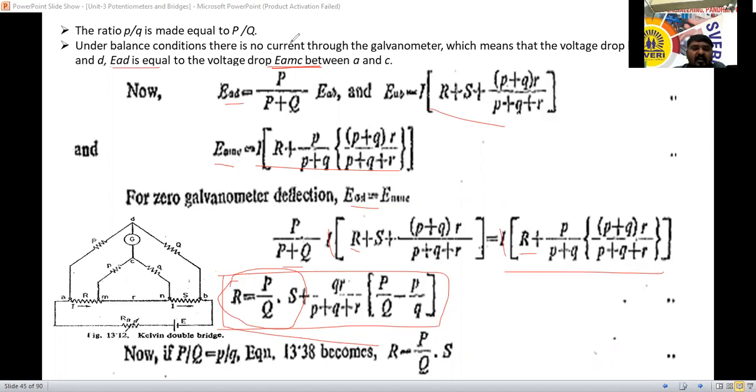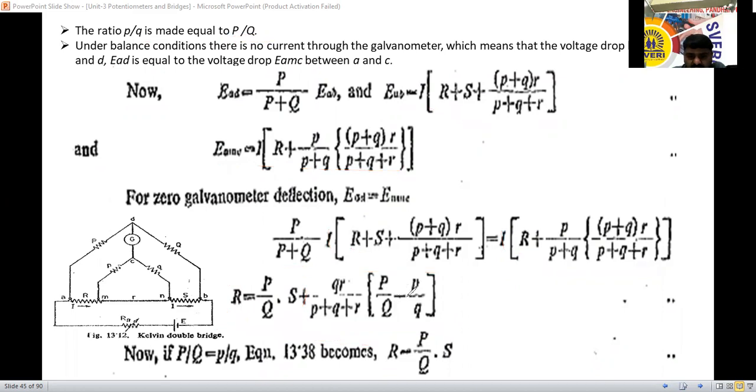So at the very starting, we have taken one sentence here. See here, the ratio small P by Q is made equal to capital P by Q. If small P by Q equals capital P by Q, there is this minus sign here. So 1 by 2 minus 1 by 2, how much is it? 2 by 4 minus 2 by 4, or 2 minus 2. What is the answer? Zero. So this answer is zero.